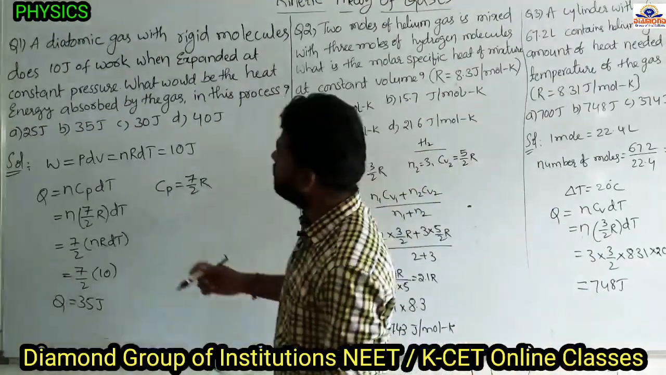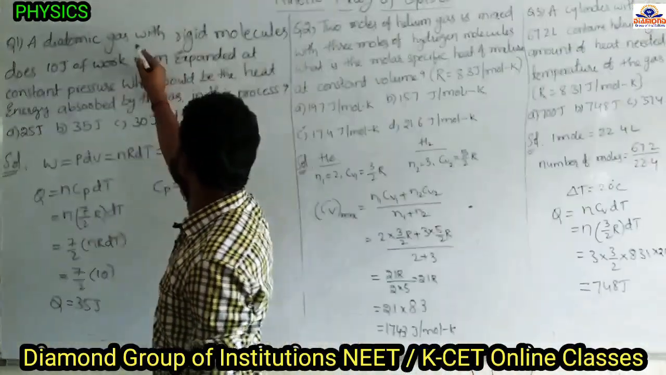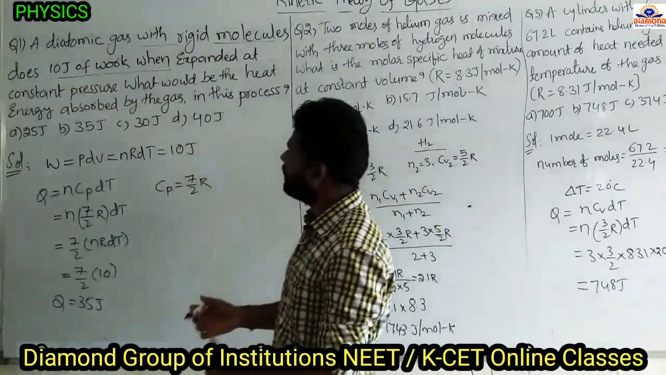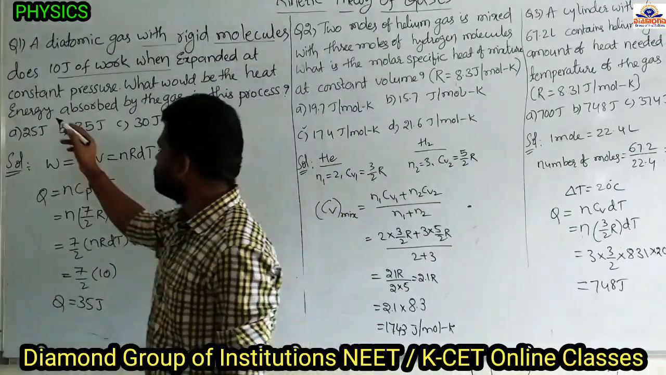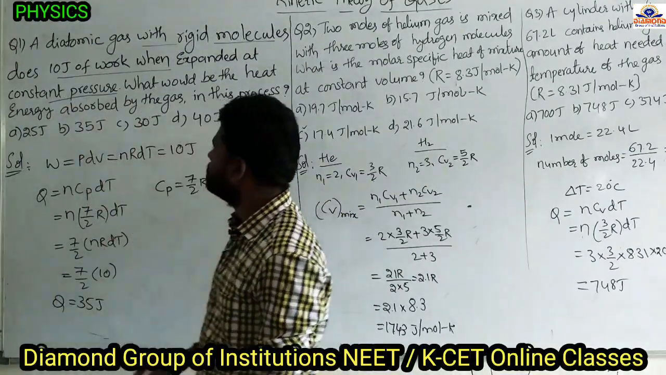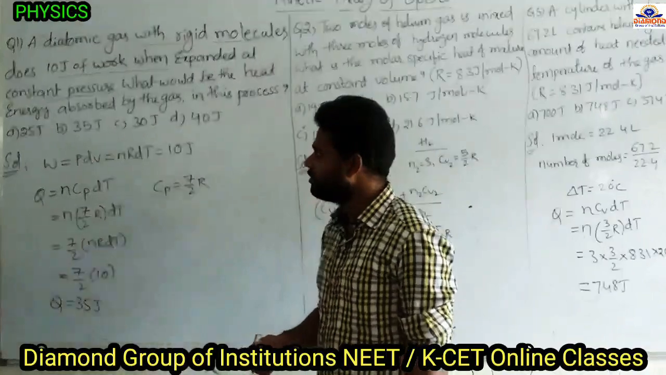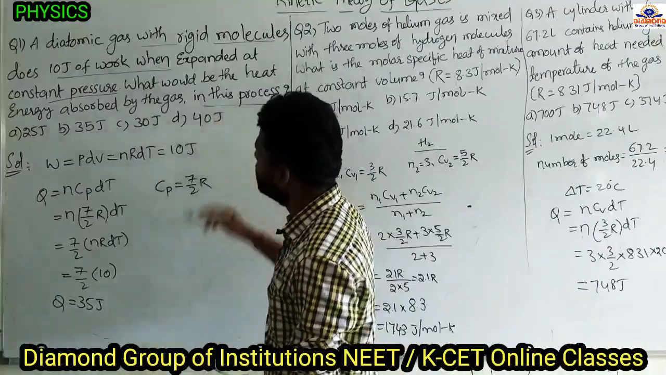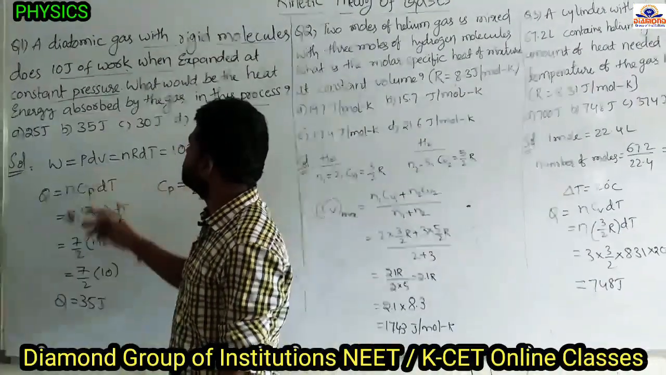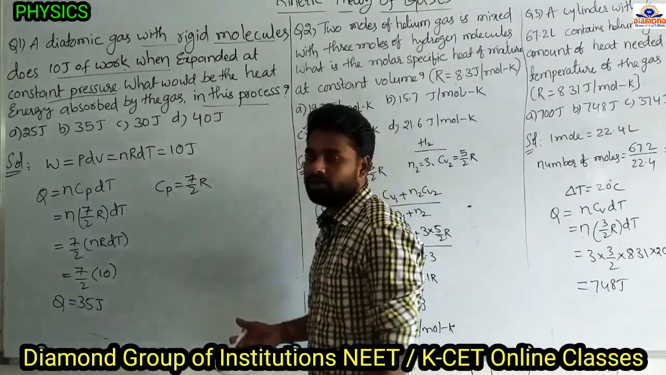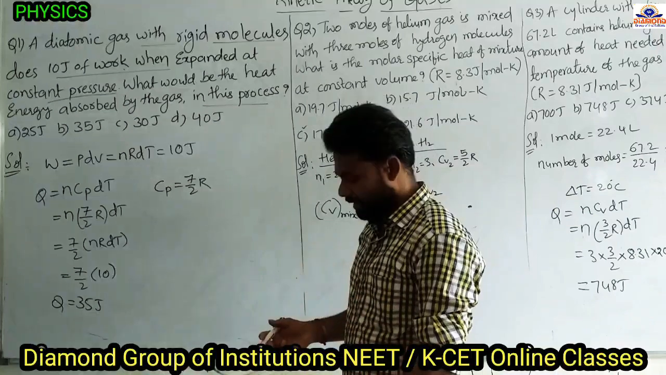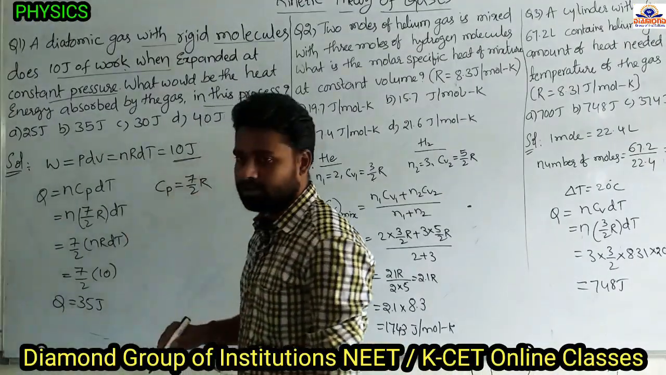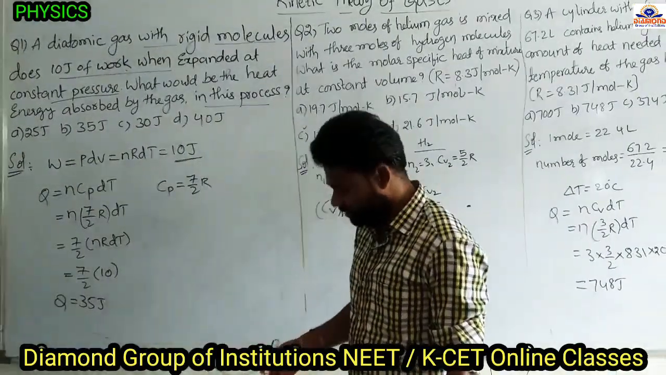The first question: a diatomic gas with rigid molecules does 10 joule of work when expanded at a constant pressure. So it is expanded at constant pressure, and the work done by the gas is 10 joule. What would be the heat energy absorbed by the gas in this process? Work done by the gas is 10 joule.